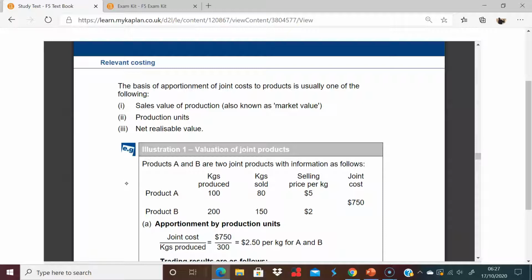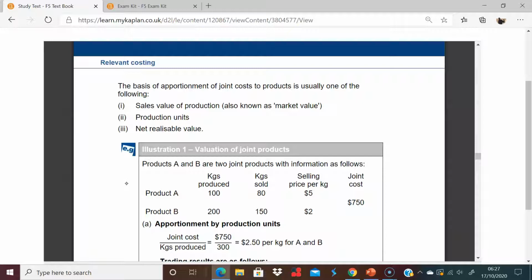This is what I sold, but this joint cost is related to the current production. So it's not like a trick. It's just saying, how do I apportion this, split this cost? Well, you could split it, which is what they're saying here, on sales volume, value of sales, value of production, or production units.